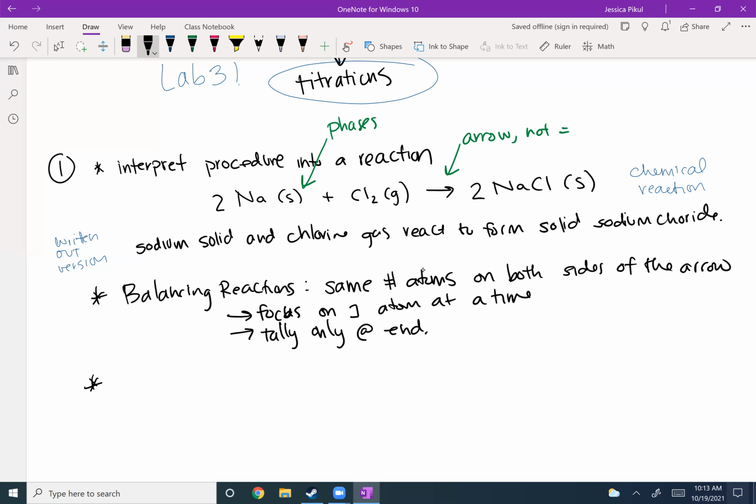And that's basically it for that first part. I think everyone's going to come in at different levels with this. And if you need a little bit more practice, just practice balancing reactions until it's something that comes quickly to you. So at this point.